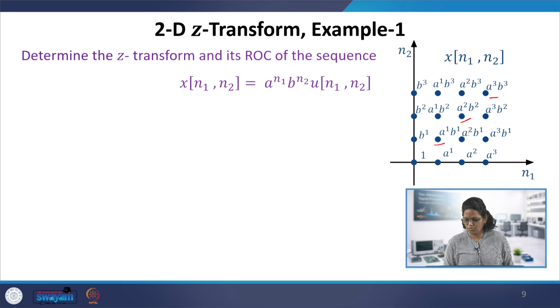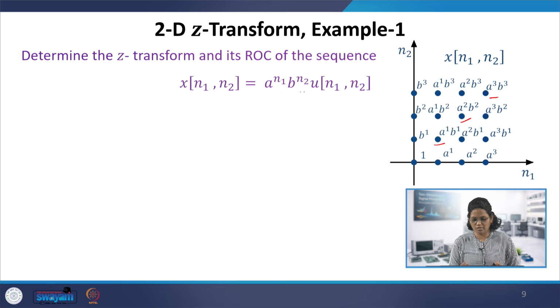Other cases: n1 is 2 and n2 is 1, and so on. So we get this sequence from the plot, just to visualize these points, and the intensity of these depends on the a and b values that we use. So this sequence is, if you recall, that separable sequence.